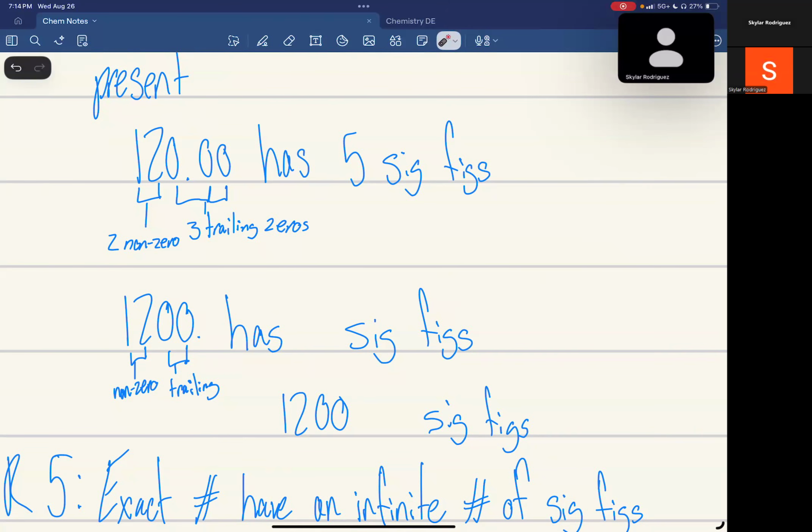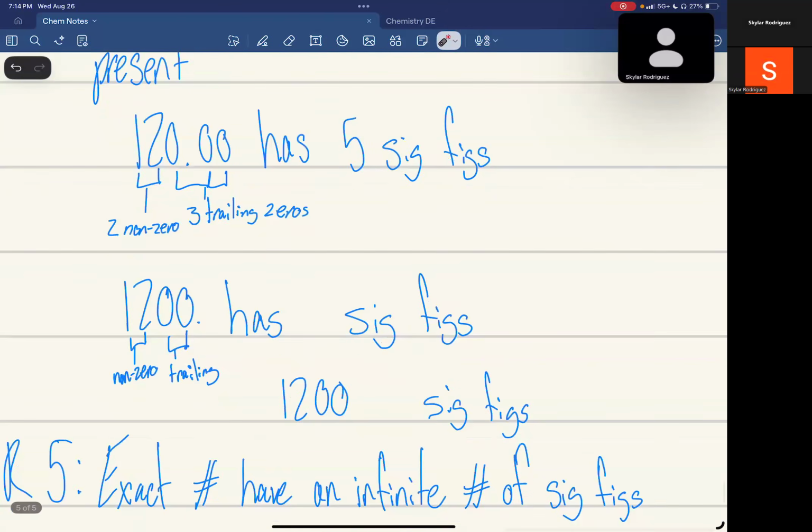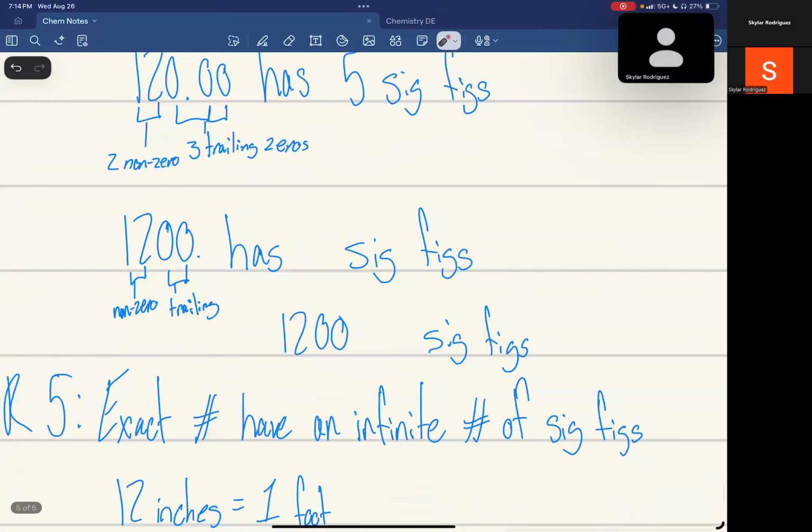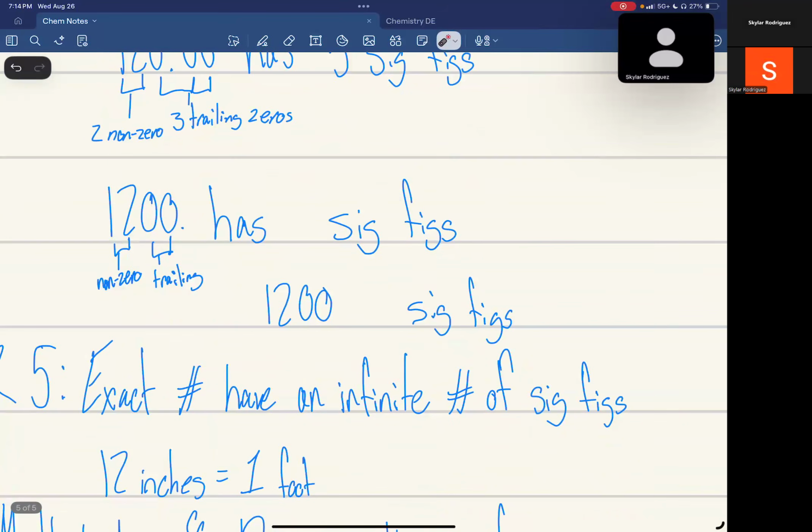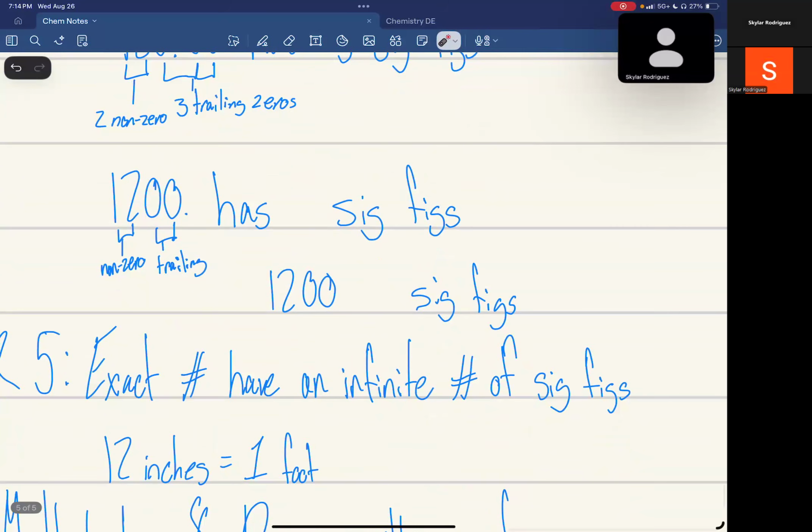Lastly, rule number 5. Exact numbers have an infinite number of sig figs. We all know 12 inches equals 1 foot because it has an exact conversion. It has an infinite number of sig figs. Defined conversion factors and counted objects have infinite sig figs.